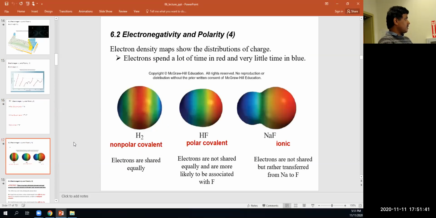And we said that electrons could stay in the middle for non-polar covalent bonds, and electrons stay on one side, toward the electronegative element, in a polar covalent bond. And we said in ionic bonds, electrons are completely on the negatively charged ions. This is kind of what we discussed.